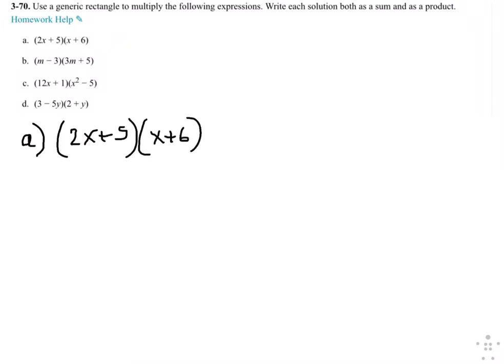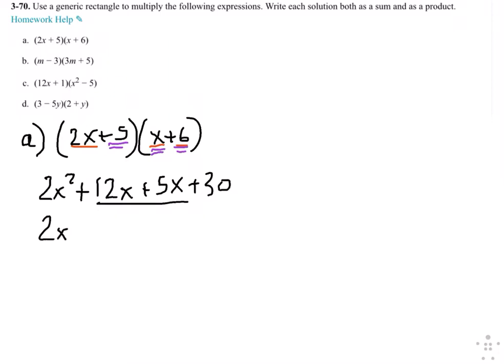So first, we're going to take the 2x and multiply it by the x and then the 6. So 2x times x is 2x squared. 2x times 6 is 12x. Then we're going to take the 5 and multiply it by the x and the 6. So 5 times x is 5x, and 5 times 6 is 30. And these are like terms, right? So we get 2x squared plus 17x plus 30 for A.